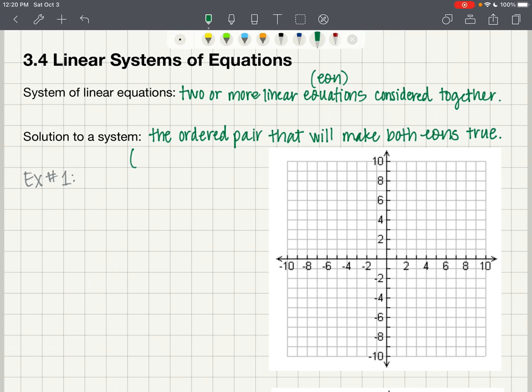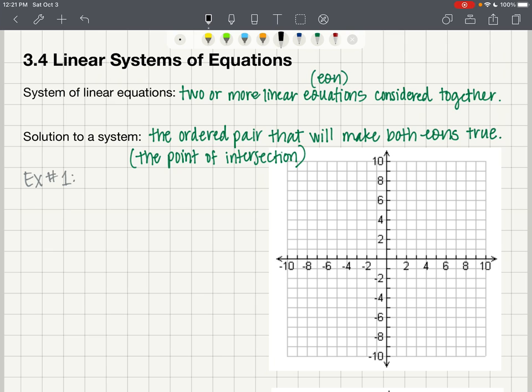And that's the intersection point. So it's the point of intersection. So now that I say the point of intersection, you might say, well, what happens if there is no point of intersection? Well, then there's no ordered pair. Well, what happens if the two lines are right on top of each other? Well, then you'd have infinitely many solutions. So in most cases, lines are going to intersect in one point, and that point of intersection will be our solution.